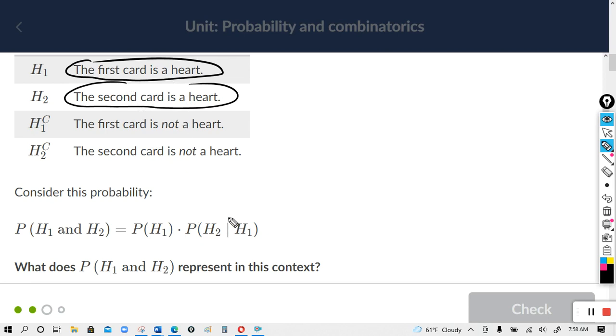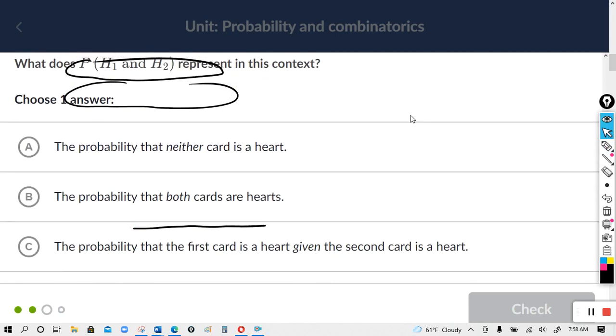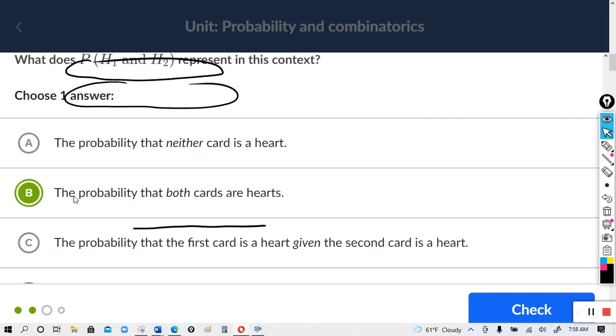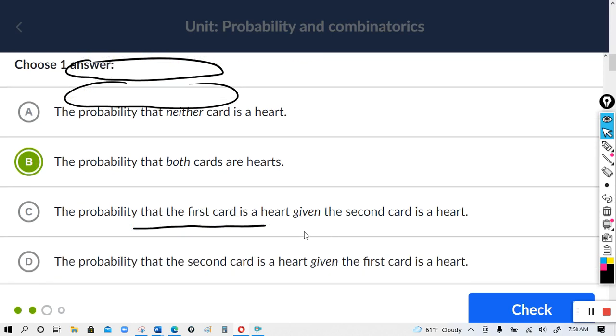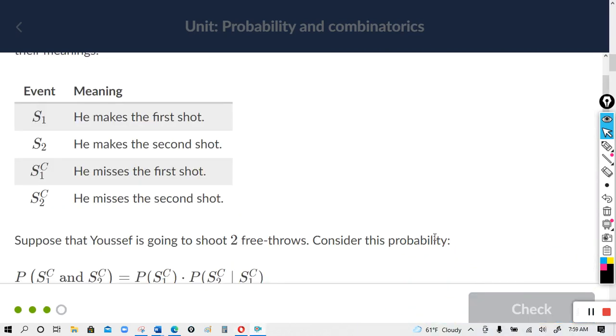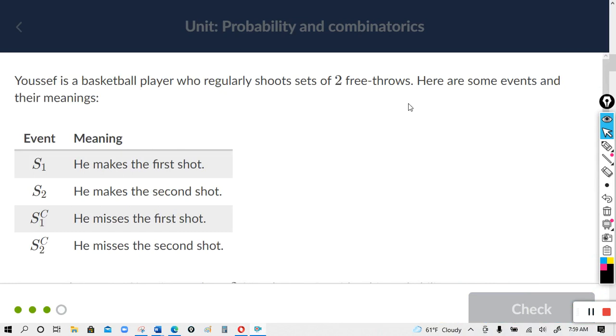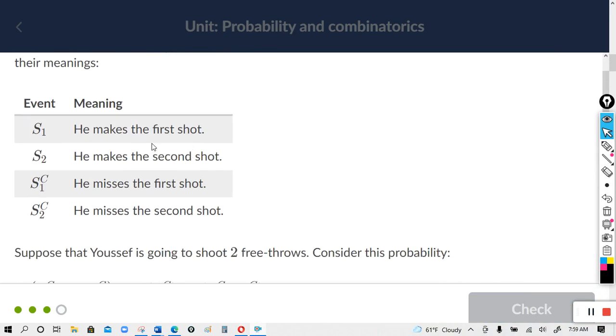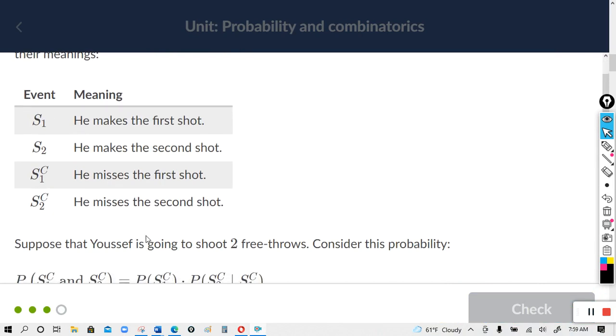The given portion is right here. So they asked for this side of the equation, not this. So just ignore this part, okay? It's going to probably say the first 2 cards are hearts. Let's see. Answer B, the probability that both cards are hearts. C and D both have the given in the answer, so that's not it. Most of these you probably don't even have to read the write-up. They just give the events right here.